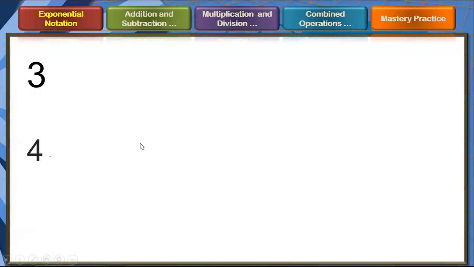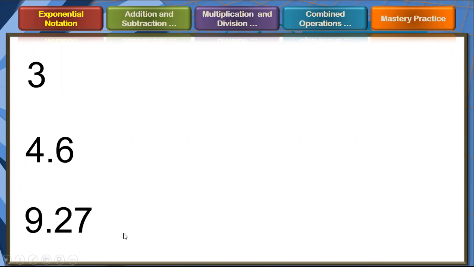Let's have another example. How about these numbers? They are all within our range. This one is more than 1 and less than 10, so this is fine. This one, 4.6, is more than 1 and less than 10 also. Same thing with 9.27.